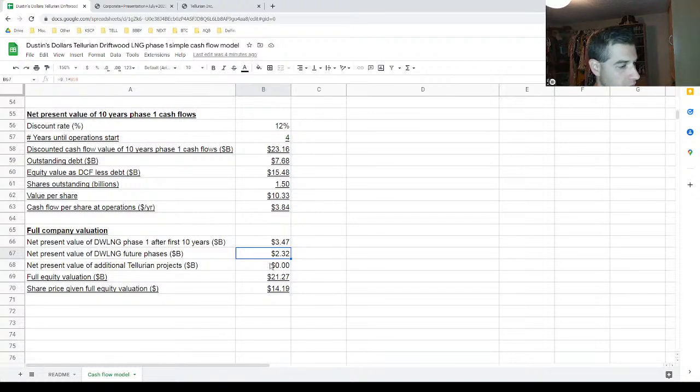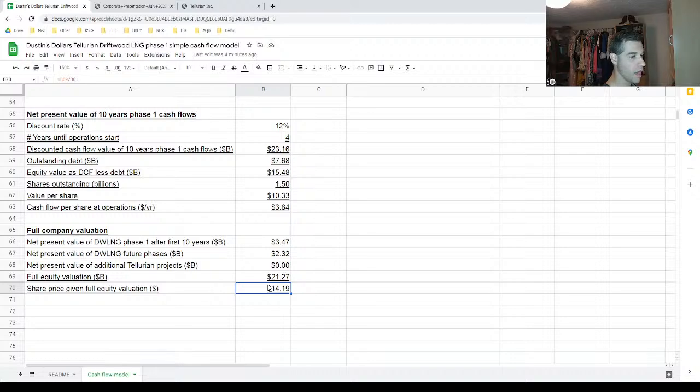And what this model does here is it adds those in to get the full valuation of the equity, and then divides by that same number of shares outstanding called out above to get a full valuation of the equity in terms of the share price.